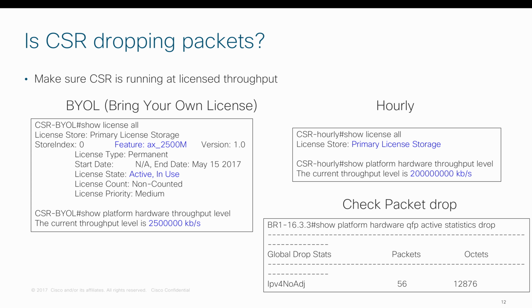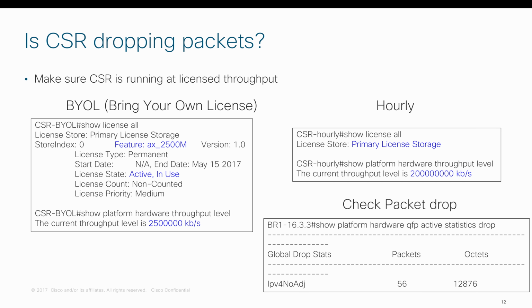And hourly is pretty easy. Show license all doesn't give you too much information. But if you do a show platform hardware throughput level, it will show 200 gig, which is the maximum. It's an uncapped license, just to let you know, so it doesn't throttle you from a license perspective. How much you can go is basically based on the instance.